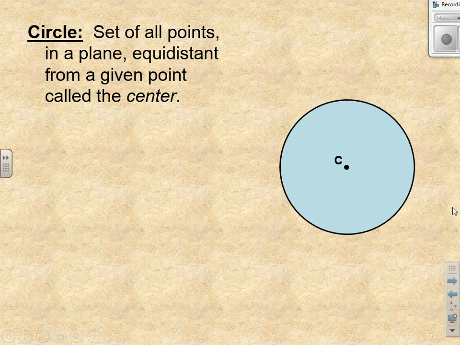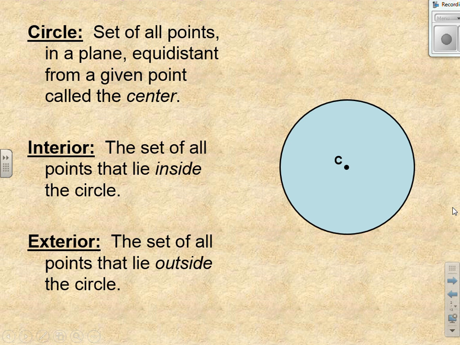Okay, so then we need to talk about interior versus exterior. Just knowing interior means inside, exterior means outside. So if I draw a little point right here, we can label that A. A is on the interior of the circle C, and then I can put a point on the outside, and then I would say that point B is on the exterior of the circle. So hopefully that makes some sense.